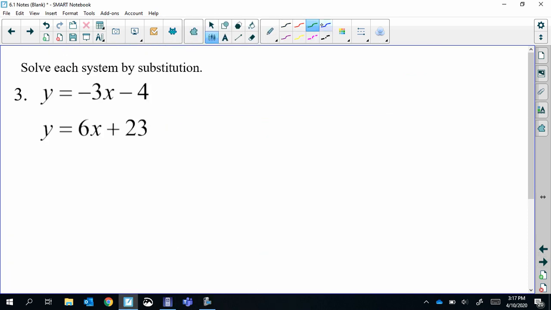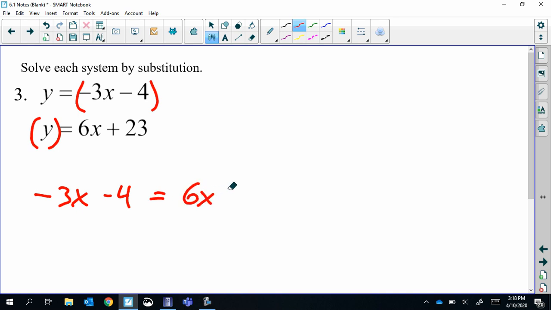Solving by substitution, we just actually did a substitution problem. Since it's y equals on both of these, we just set them equal to each other, because we would take y equals and plug it in for the other one. So it ends up looking like -3x minus 4 equals 6x plus 23. And then just solve it out.